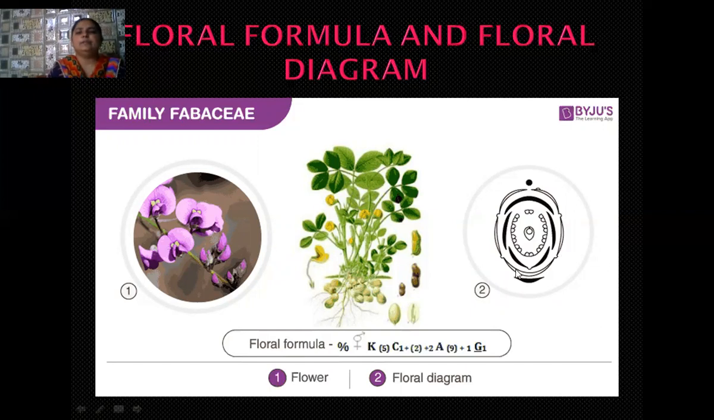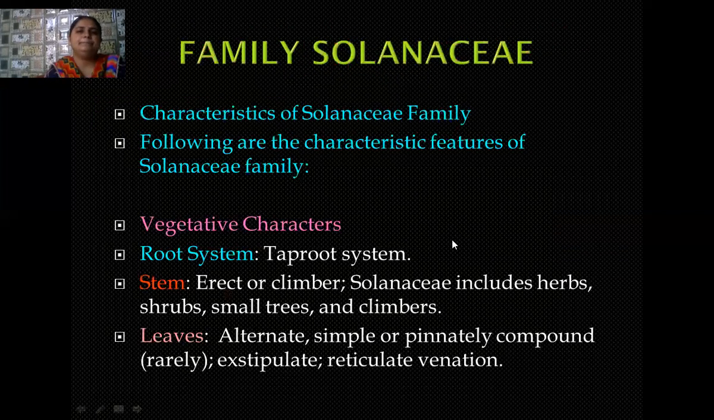So here you can see the floral diagram. This is the mother axis. So 1, 2, 3, 4, 5. 5 sepals are there. Again, 5 petals are there. This bigger one is the standard, and these 2 are the lateral, and these 2 are the keel. The keels, they are already attached with each other.